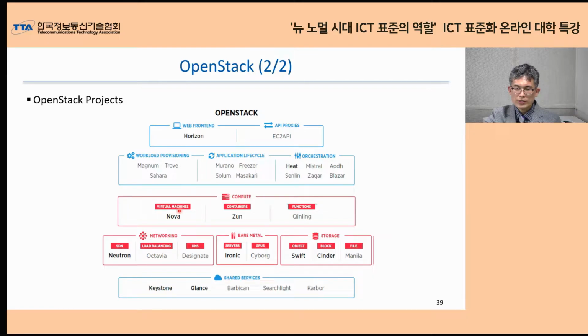For computing, Nova, Zun, and Qinling projects are under development. Also for networking and SDN, Neutron; for load balancing, Octavia; and for DNS, Designate, okay? Bare metal and storage also have their own projects.